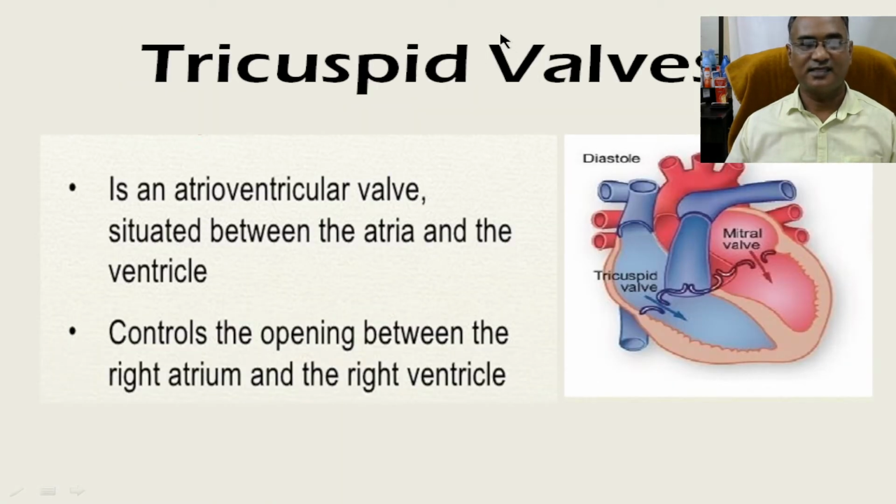So let us discuss the tricuspid valve. It is very simple. It is an atrioventricular valve situated between the atria and ventricle. So the tricuspid valve is always on the right side of the heart. It controls the opening between the right atrium and the right ventricle. From the right atrium to the right ventricle, there is a connection. This is very, very important.